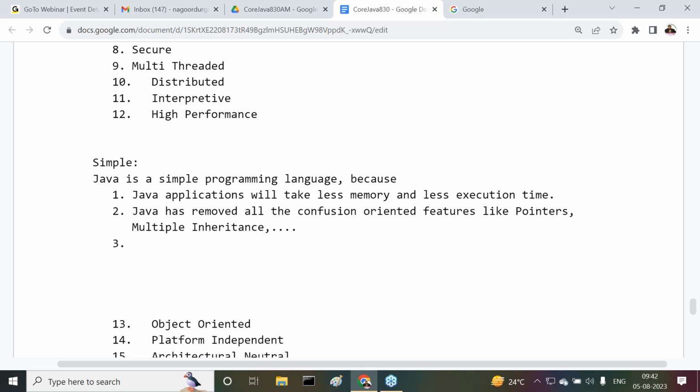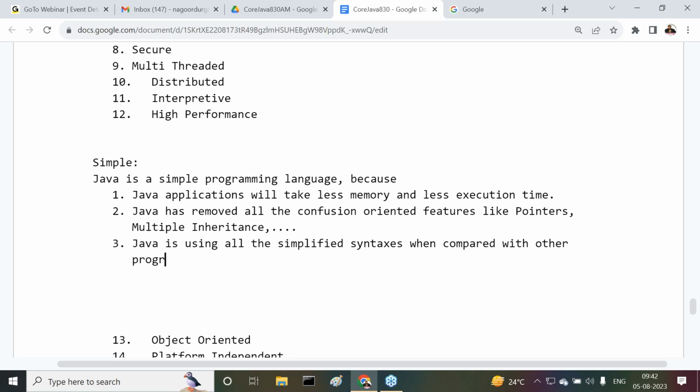Pointers are not available in Java. Multiple inheritance is also not available in Java. Get my point or not? All right, then after this, Java applications will take less memory and less execution time. Next one is Java is using all the simplified syntaxes when compared with other programming languages.